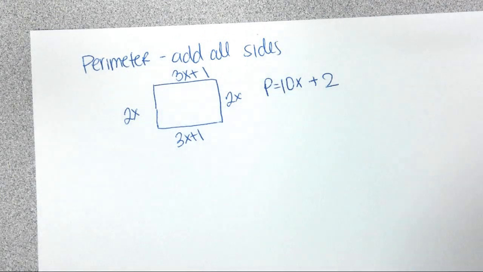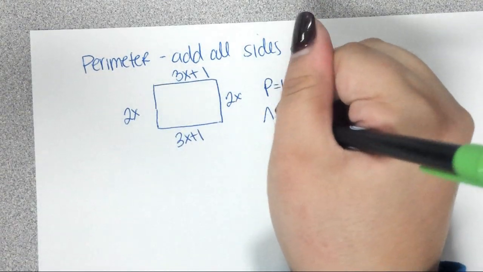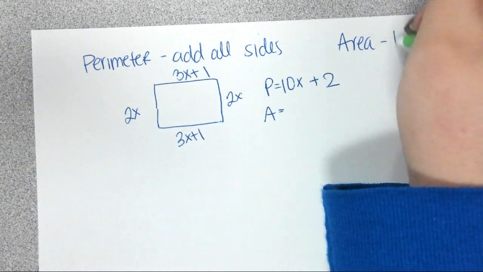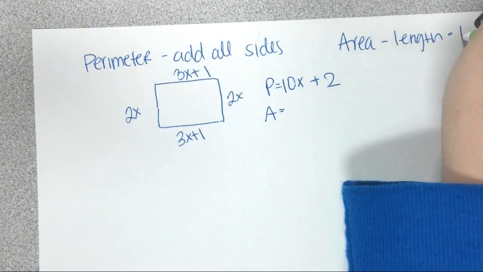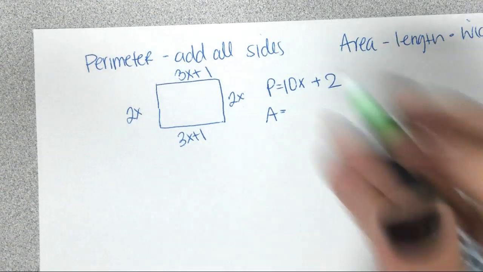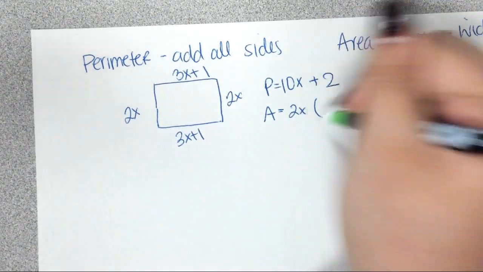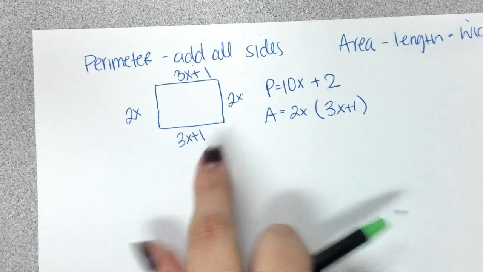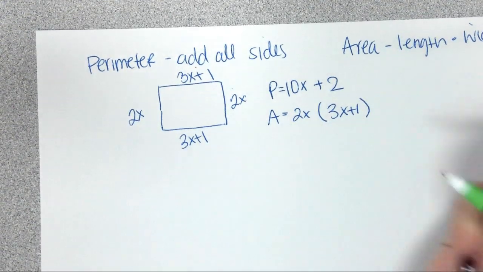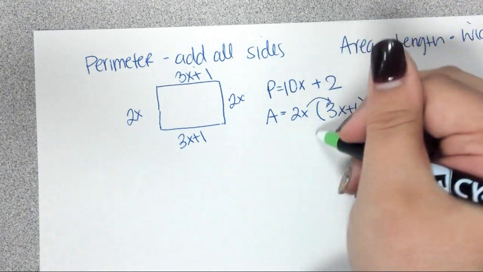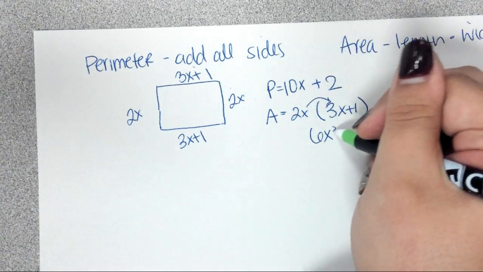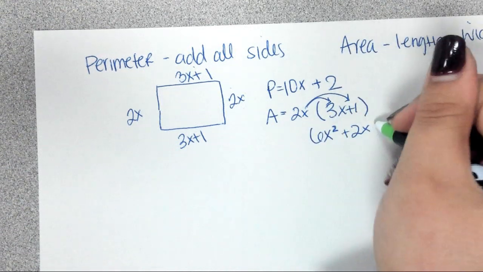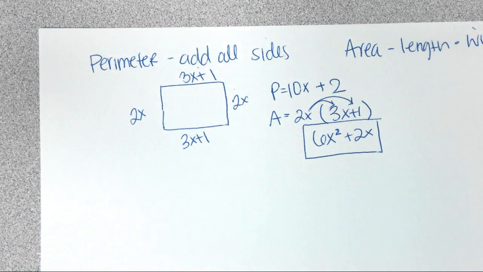plus just those two. And if I asked you for area, remember area means length times width. So I would do the 2x times, we would ignore these, times the 3x plus 1, because we only need one of them. So I'd do this one and this one. And then I would actually have to solve it. So I would get 6x, don't forget that's squared, and 2x times 1 is 2x. And that would be my answer.